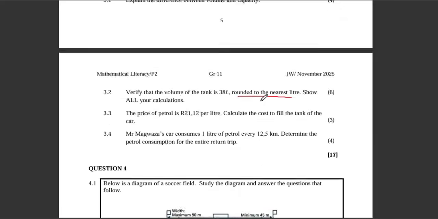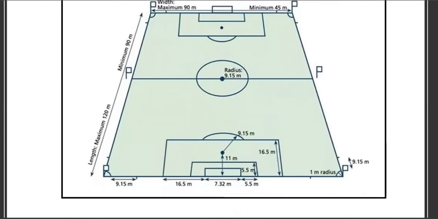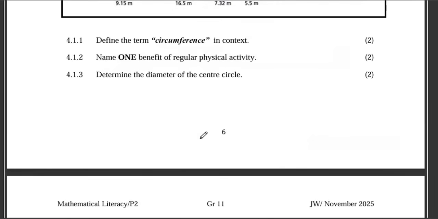Here we have the diagram. This is the diagram that we're looking at. Okay, so define the term circumference. Circumference is same as perimeter, which is the total distance around a circular shape. Okay, name one benefit of regular physical activity. This is what? To make you fit, healthy, and everything that goes on.